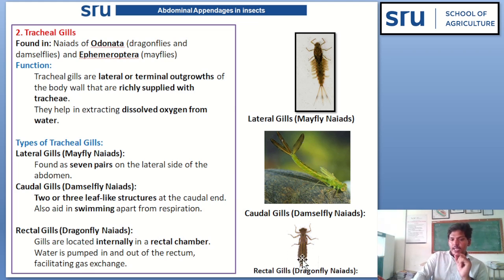A rectal gill. They are present in the dragonfly nymphs, that is the immature stage of dragonfly. Gills are located internally in the rectal chamber, that's why we are not seeing them here. They are present internally. Water is pumped in and out of the rectum, facilitating gas exchange. They help in respiration only.